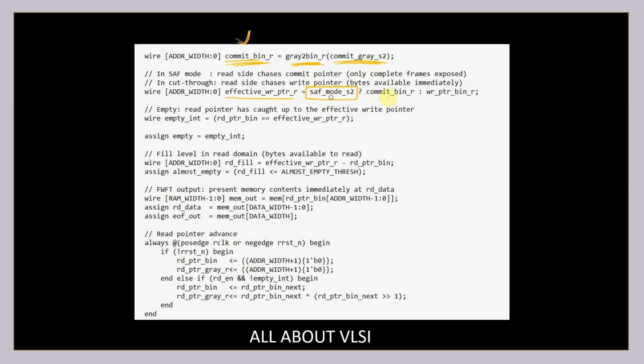Now, if this is equal to 1, whatever commit signal is present will be equal to my effective write pointer. Now, this will be made 1 only when all the bytes are sent. This logic we have already seen. But if SAF mode is equal to 0, then whatever write pointer value was sent normally will be given to this effective write pointer. That's it. And how am I going to calculate the empty condition? If the read pointer is equal to the effective write pointer, then empty will be equal to 1. Now, if SAF mode is equal to 1, then this effective write pointer will be equal to 0 until all the bytes have been sent by the processor. That's it.